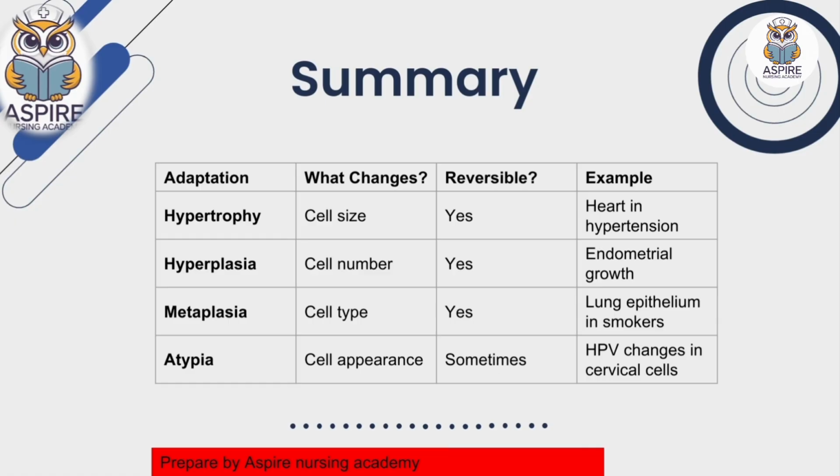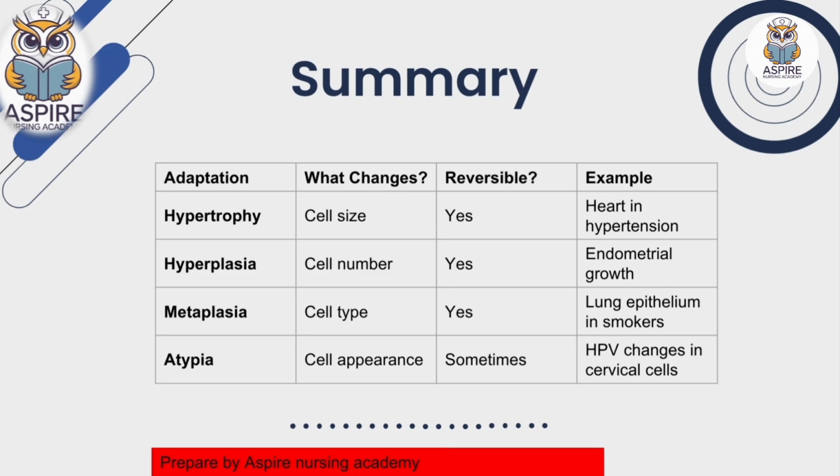3. Metaplasia. What changes? The type of cell changes. One mature cell is replaced by another. Is it reversible? Yes, but only if the stress is removed. Example, lung epithelium in smokers, where the normal ciliated columnar cells are replaced by squamous cells.